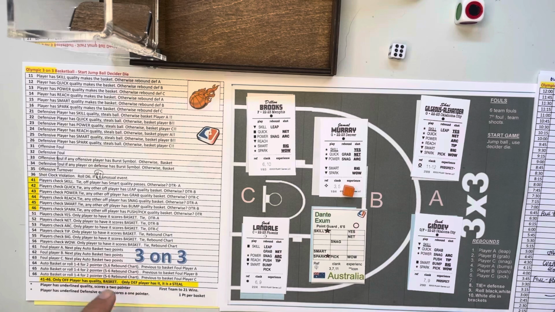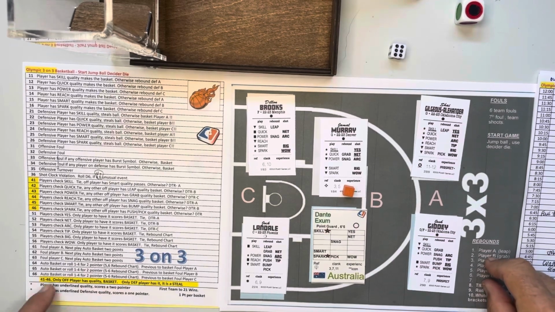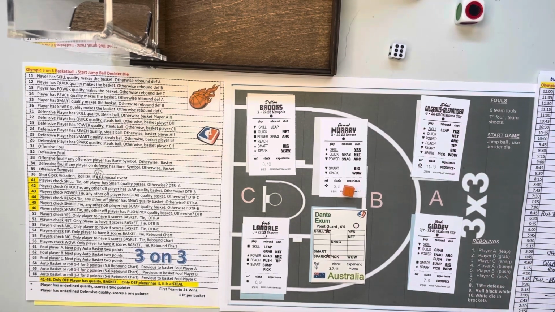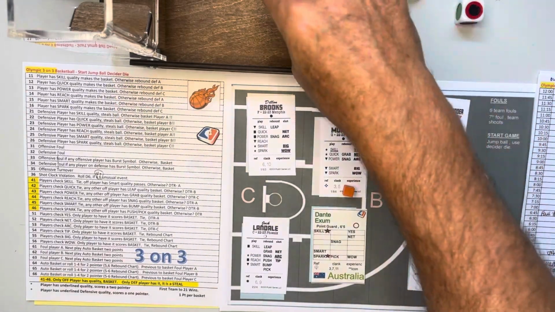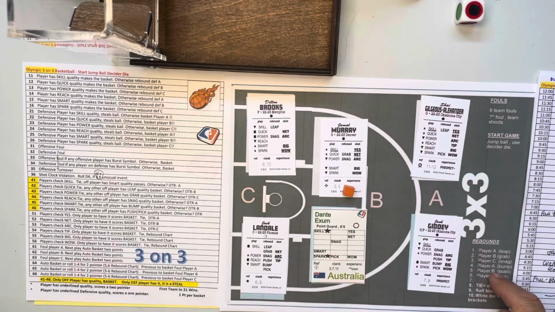So a 5 or a 6, we're going to go to the rebound chart right here. 1-4, it is going to be a 2-pointer. Murray's going for the 2-pointer. He misses. Canada, again, misses a sure point. Going to go to the rebound chart.